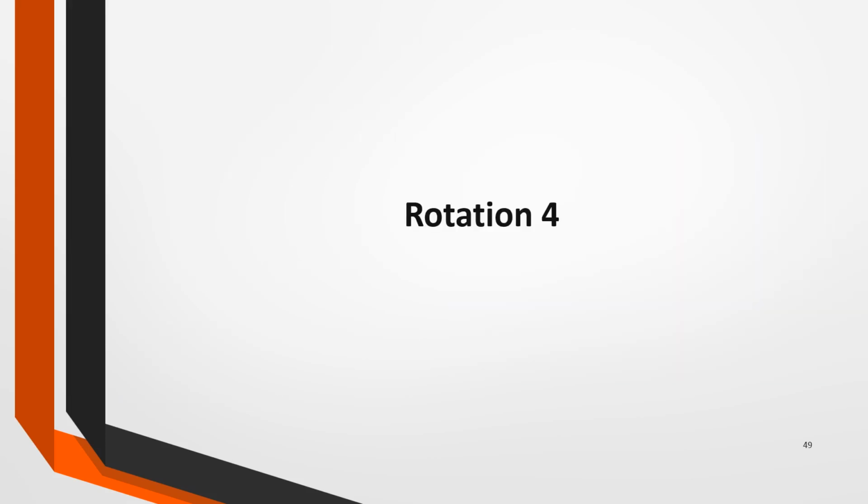Let's look at rotation 4. If our setter is still on the floor when we reach rotation 4, she is our left front.